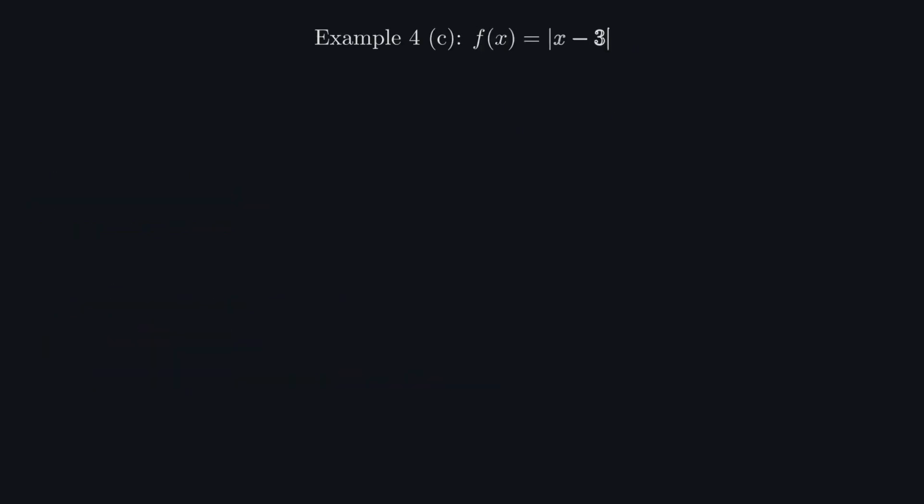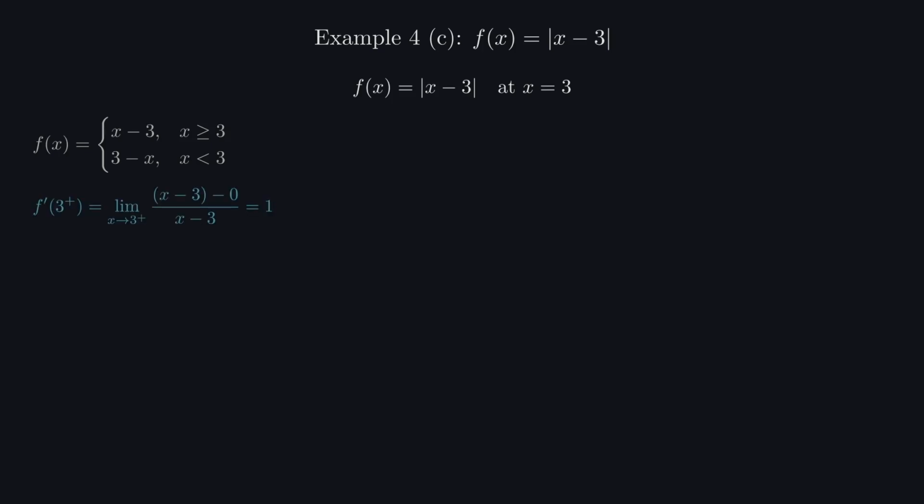Part C, f of x equals the absolute value of x minus 3. Check x equals 3. We can rewrite this piecewise. x minus 3 when x is at least 3, and 3 minus x when x is less than 3. The right derivative, f prime of 3 plus, equals the limit of x minus 3 over x minus 3, which is simply 1.